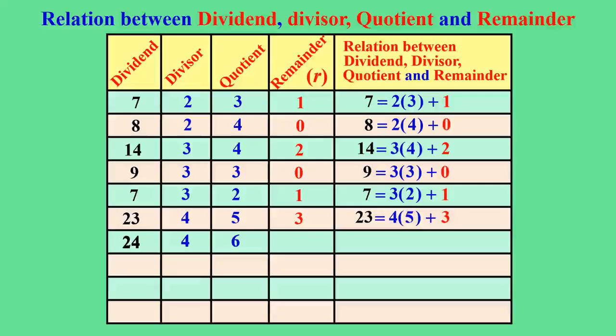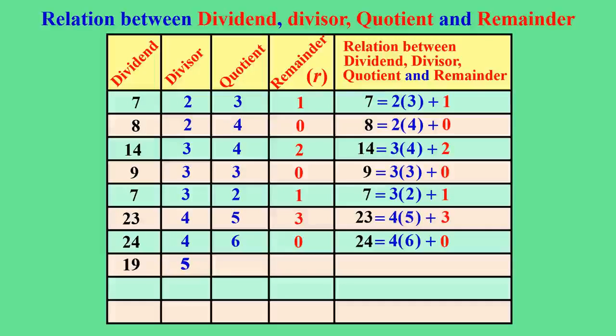24 is the dividend, 4 is the divisor. We divide 24 by 4, we get the quotient 6, remainder 0. The relation between these numbers: 24 is equal to 4 times 6 plus 0.